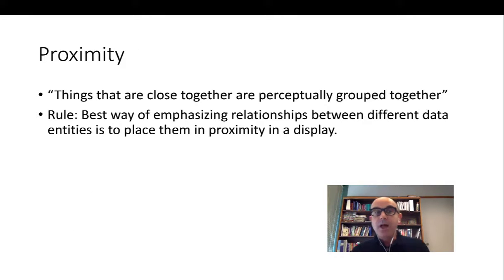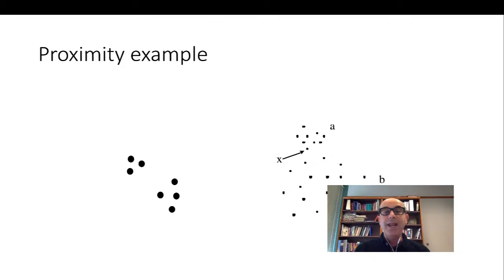Let's see an example. When things are close together, they seem to us as grouped together. So the rule is that the best way to emphasize a relationship between different types of entities is to place them in proximity in a display. As an example, what works best for you, the first example on the left or the first example on the right? If it's the right, when you have A, B, and X, and you see the proximity, you have a better sense of what's going on compared to the example on the left.